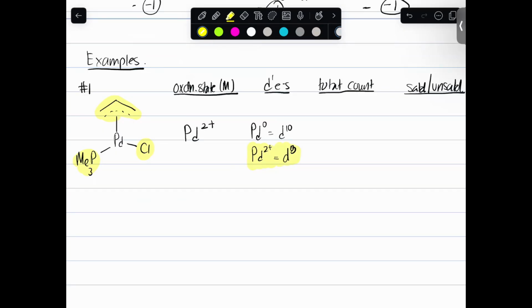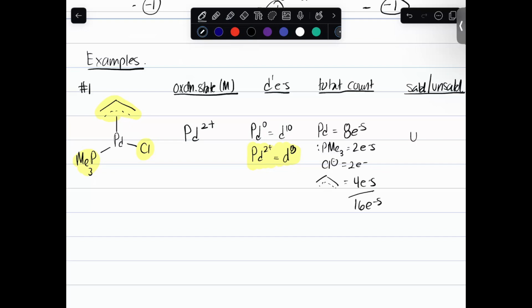What's the total count? Well, palladium, like I just said, is coming in with 8 electrons. The triphenylphosphine, not the triphenylphosphine, excuse me, the trimethylphosphine is coming in with 2 electrons. The chlorine minus is coming with 2 electrons. The allylic system is coming, let me draw this dash, is coming with 4 electrons for a total of 16 electrons, and it is unsaturated.